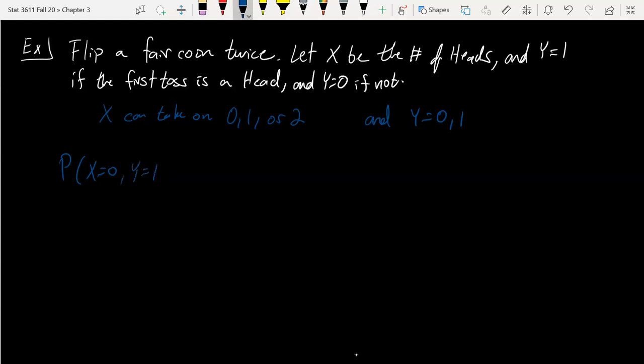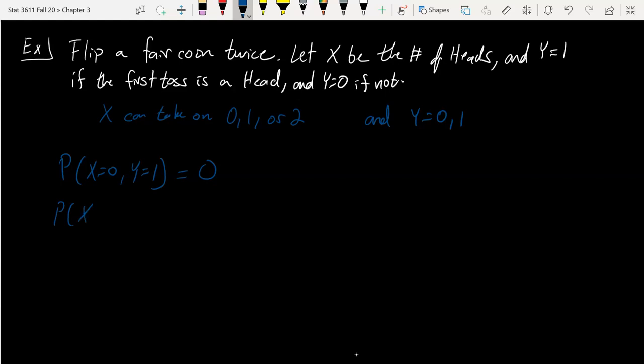So what's the probability that X is equal to 0 and Y is equal to 1? Well, X is counting the number of heads we get, and Y is supposed to equal 1 if the first toss is a head. If the first toss is a head but there are no heads, that's contradictory. That can't happen. So there's a 0% chance there. That intersection is empty. So the probability is 0.